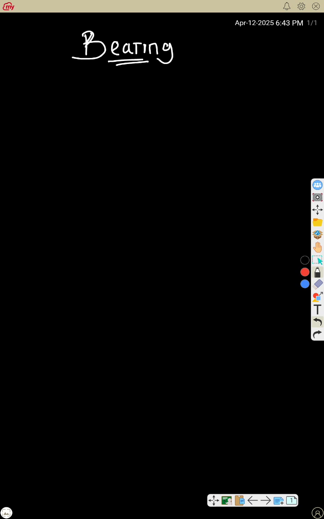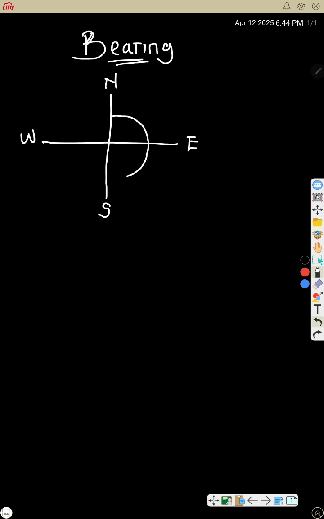First, you have to remember your cardinal points. So here is north, south, east, and west. In bearing, we read the angle from north like this. So that's how you read the angle in bearing. And take note, each quadrant here is 90 degrees.